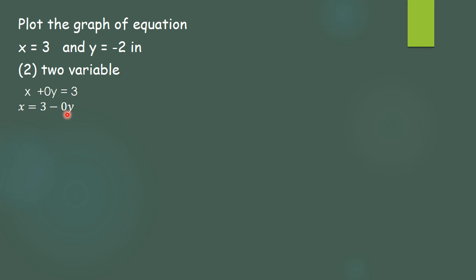Normally to plot the graph, we take different values of x and try to find out the values of y. When such an equation is given, that is only x is equal to 3 or only y is equal to minus 2, then in such a case, for the variable which is missing, we take values of that variable and try to find out the values of the other.